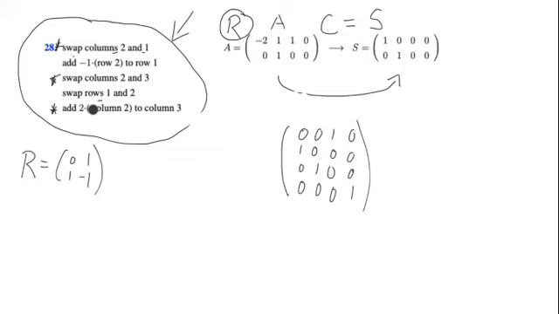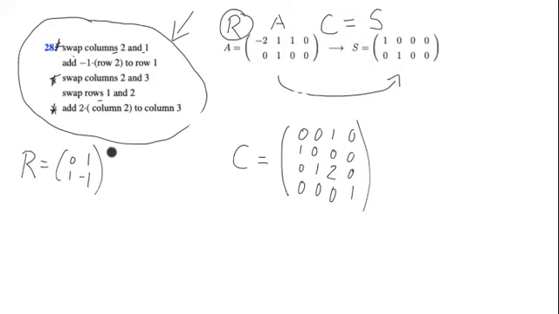Now let's add 2 times column 2 to column 3. So we take 2 times column 2 and we add it to column 3. Well, what the effect is we're going to get a 2 right here. And we're done. So there's our column operations matrix. Here's our row operations matrix. Let's verify that this is actually equal to S when we multiply it through.